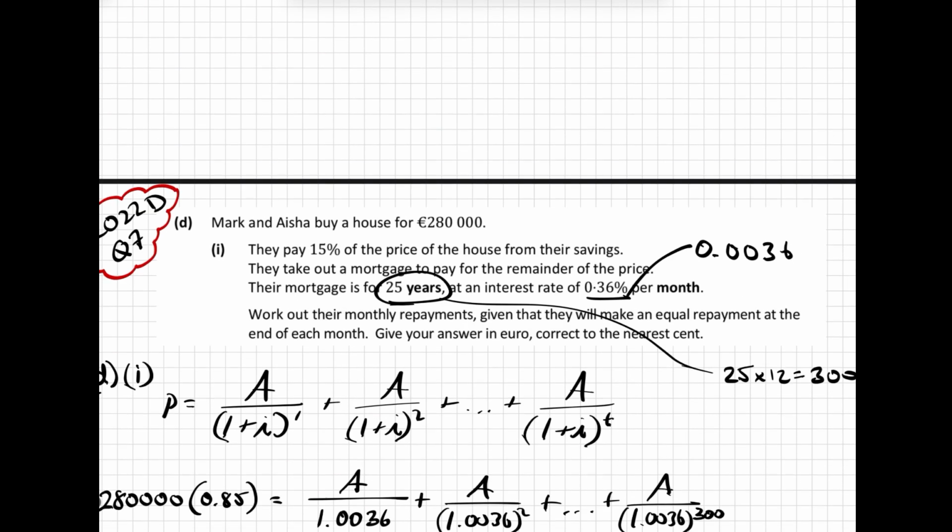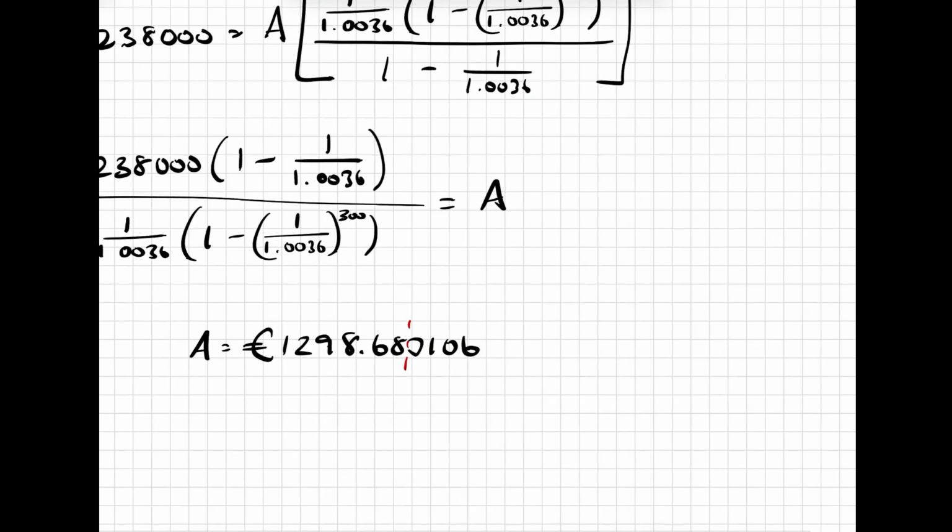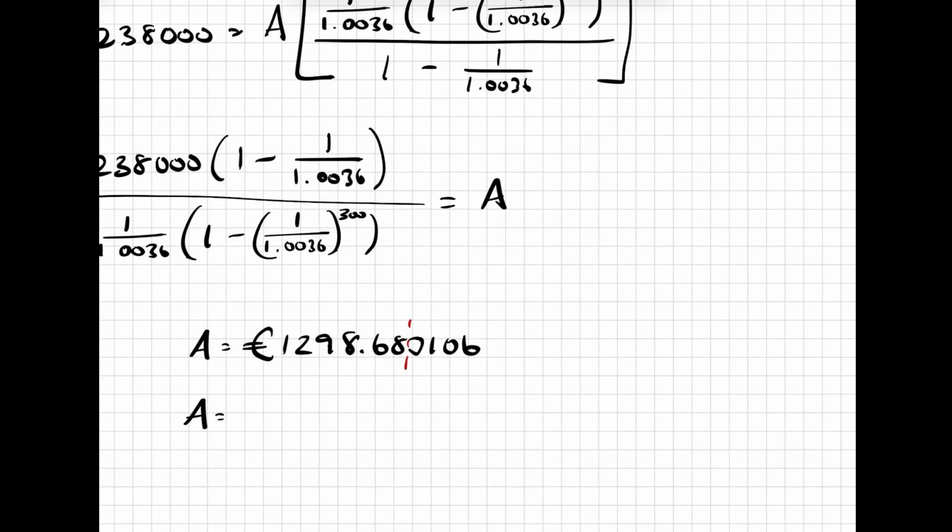And we're dealing with money, so just check the question again. This question said to round it to the nearest cent. Sometimes it'll say nearest euro, sometimes it'll say nearest cent. Take your time, read the question. Done. So that's using the sum of a geometric sequence to solve it.